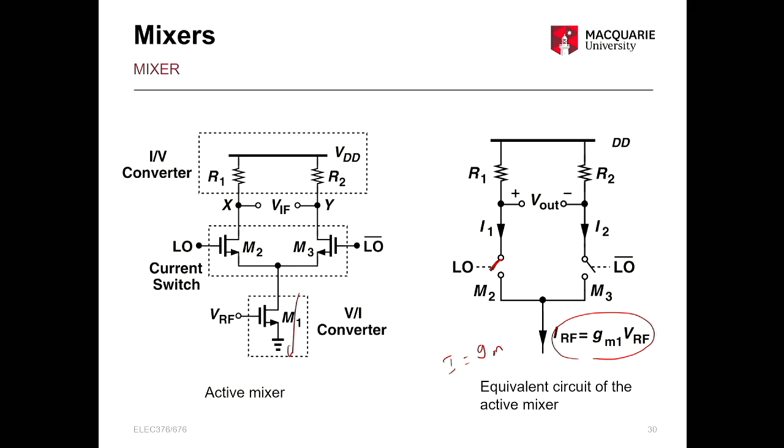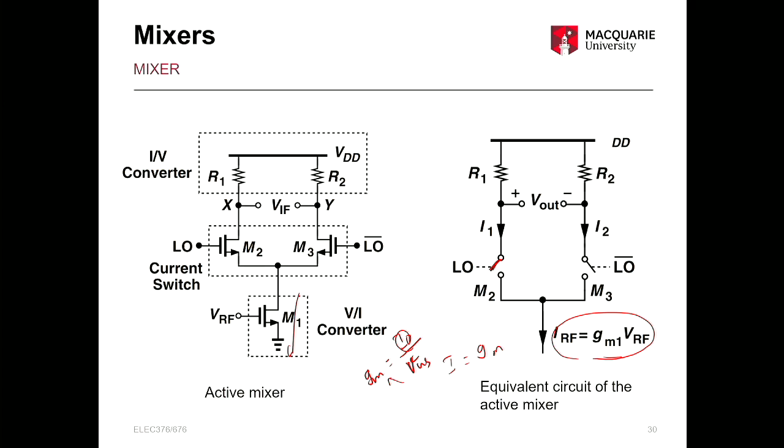The drain current of a MOSFET is gm VGS. Remember that? That is by the definition of gm. gm is equal to ID divided by VGS. So ID is gm times VGS. Now here VGS is VRF. So the IRF, or the current because of the RF, is gm times the VRF.